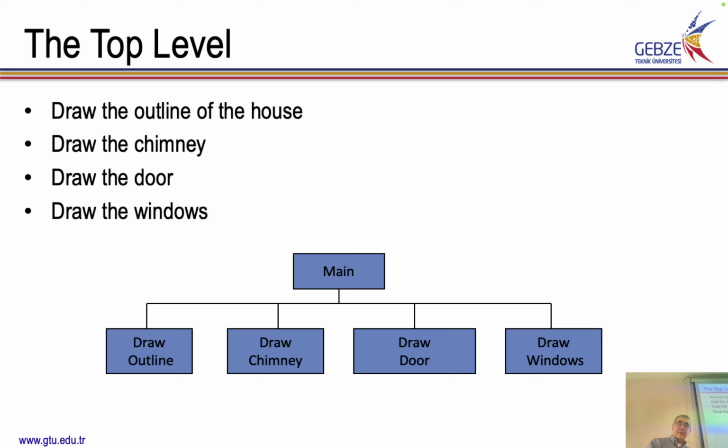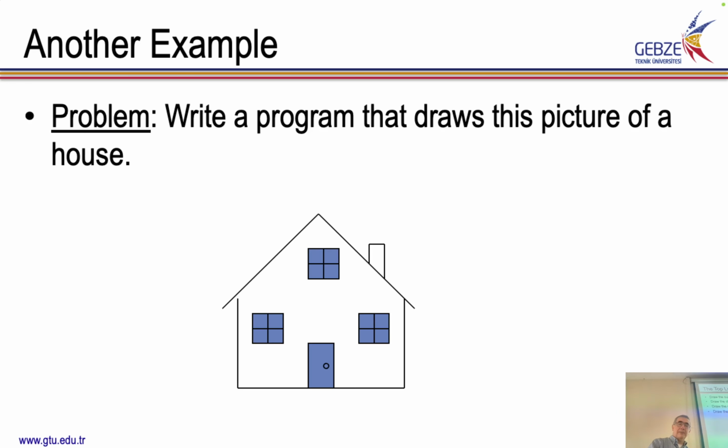So the idea is: draw the outline of the house, draw the chimney, draw the door, draw the windows. So this will be functional decomposition. Otherwise, it will be difficult if you start painting like a painter. Even painters do it top down. They first draw the outlines of big objects, then they do details.